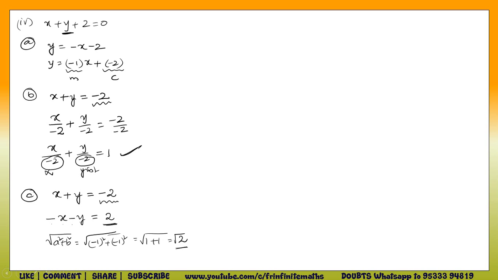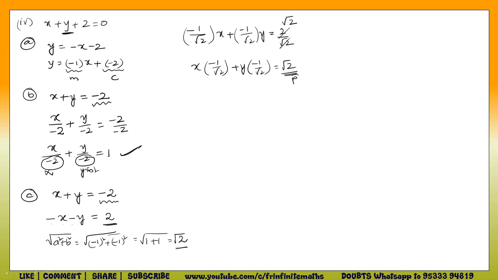So we need to divide with root 2 on both sides. Then this I can write as minus 1 by root 2 into x plus minus 1 by root 2 into y is equal to 2 by root 2. So 2 by root 2, I can cancel it, root 2 times. Then this I can write as x into minus 1 by root 2 plus y into minus 1 by root 2 is equal to root 2. So this is nothing but my value of p, right?